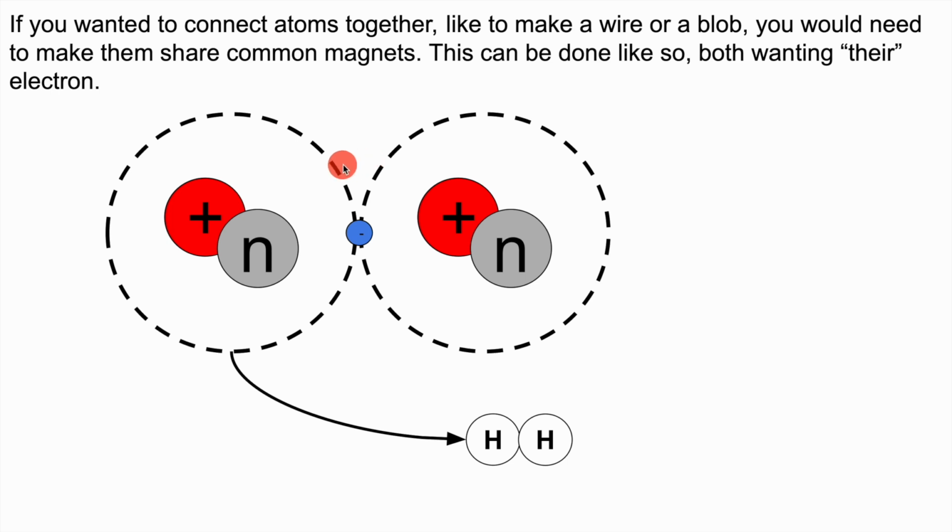Now, if you wanted to connect atoms together, you'll see why this is important soon. They need to think that they have their own electron, but they're actually just sharing it. These two hydrogens, for example, this one can say that yes, this is its own, and this one can also say that yes, this is its own. But in doing this, they just connect to each other, and you get this kind of bond, which is a simplified model.